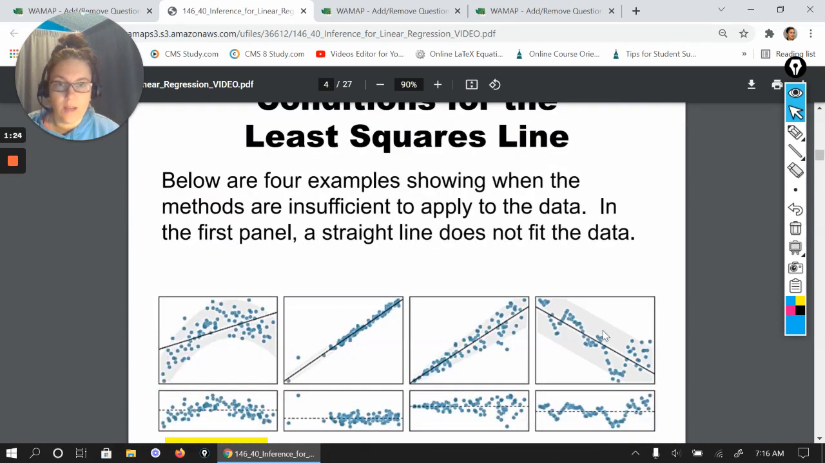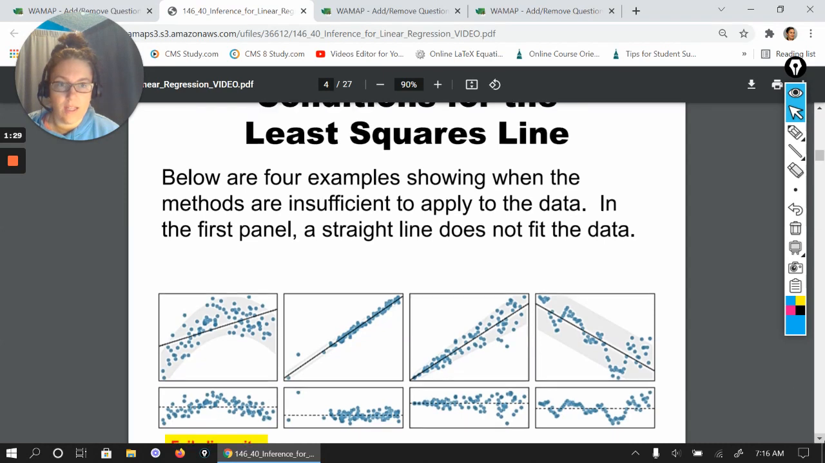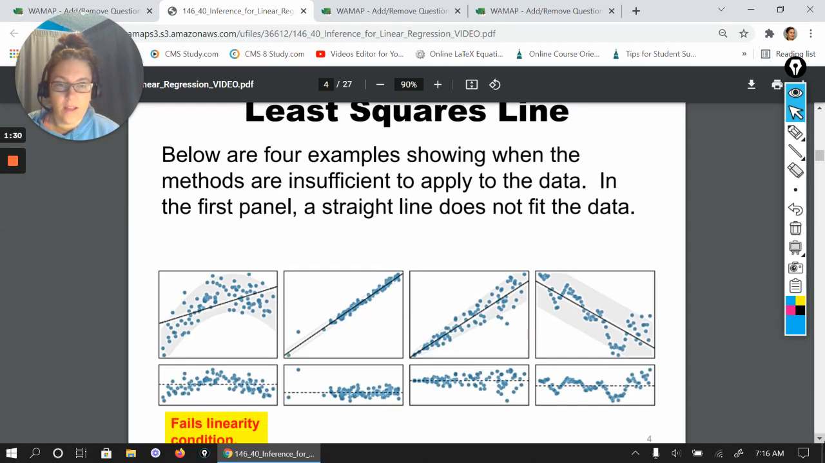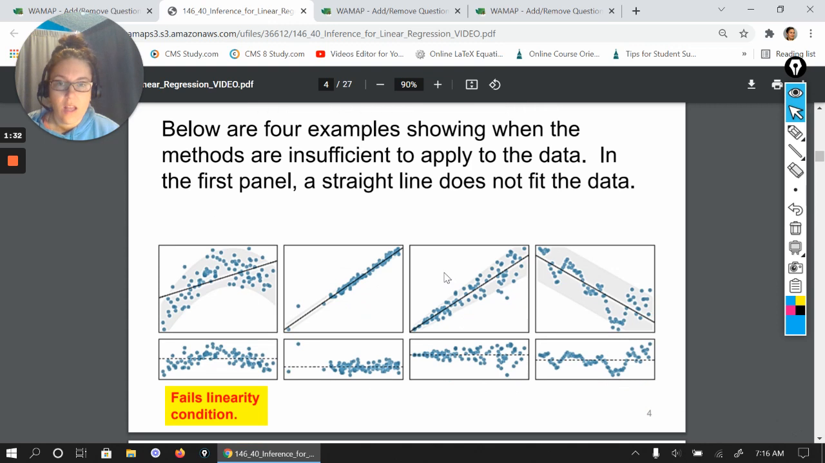Below are 4 examples showing when the methods are insufficient to apply to the data. In the first panel, a straight line does not fit the data. So here's the straight line, but you can see the data is clearly curved. This means that it fails the linearity condition.